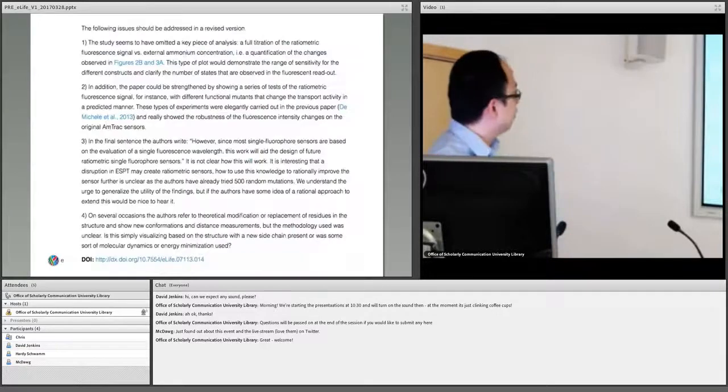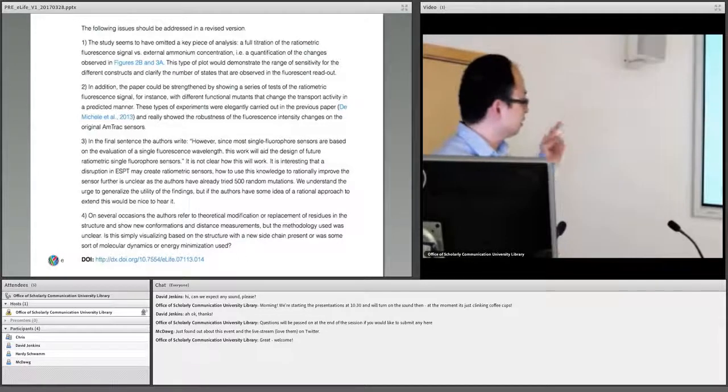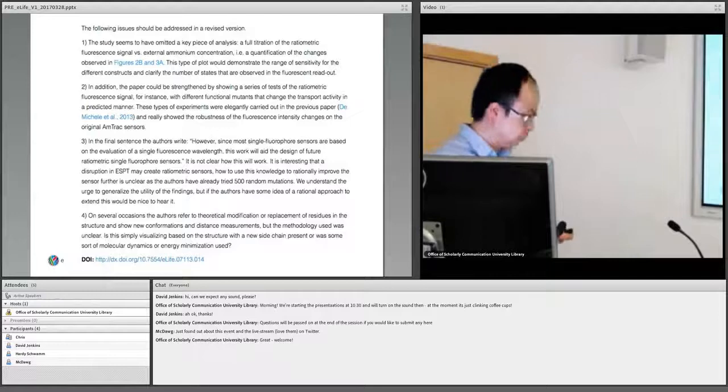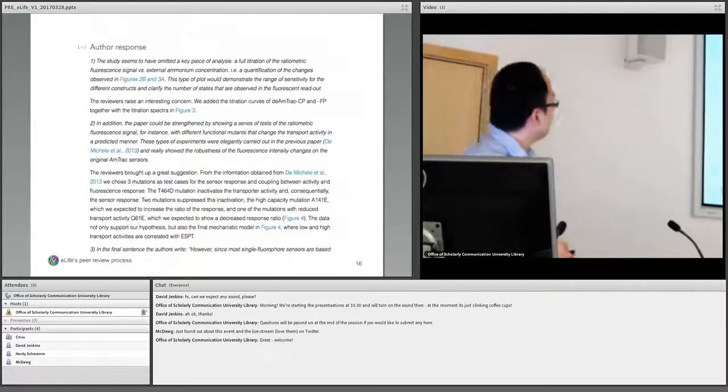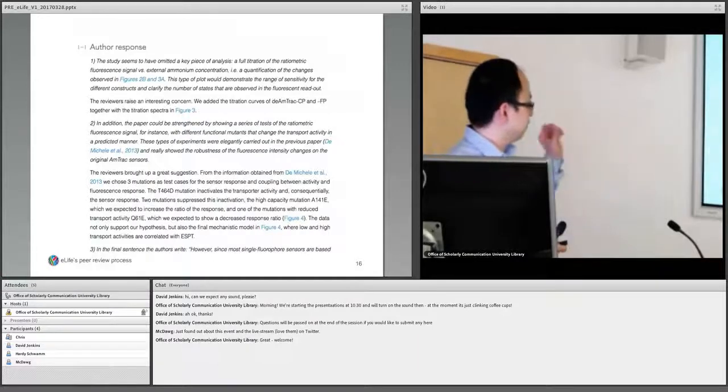Here is an example of the decision letter with the revisions. As you can see, the reviewing editor and reviewers have consolidated their concerns into four major concerns, as opposed to two or three separate reviews. The author responses are also published for accepted papers.